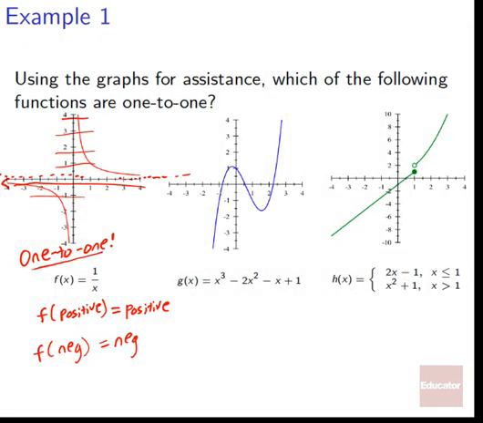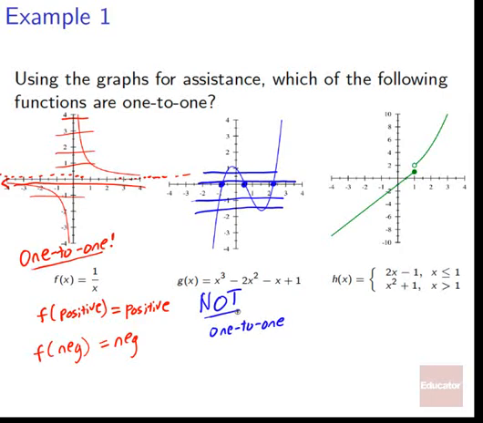What about the blue one? G of x equals x cubed minus 2x squared minus x plus 1. Easy to say, it fails, right? We cross lots of places in the middle here, and it's able to have multiple points at the same time, right? So any one of these, it hits here and here and here. There are 3 points that all give the same output of 0, so it fails the horizontal line test. It is not 1-to-1.